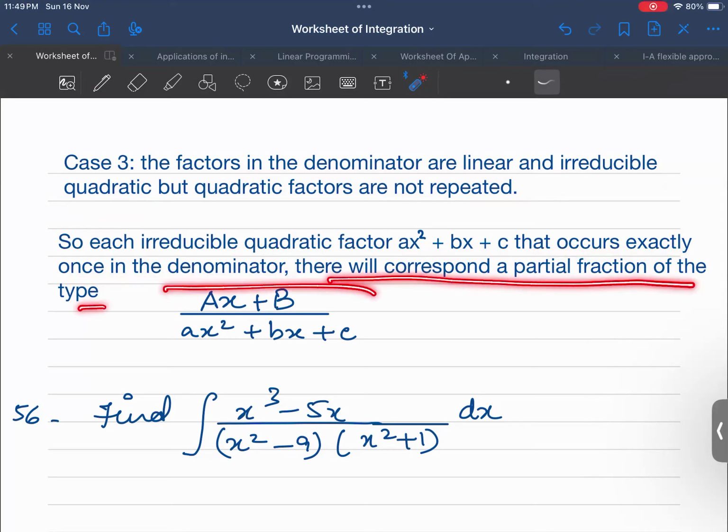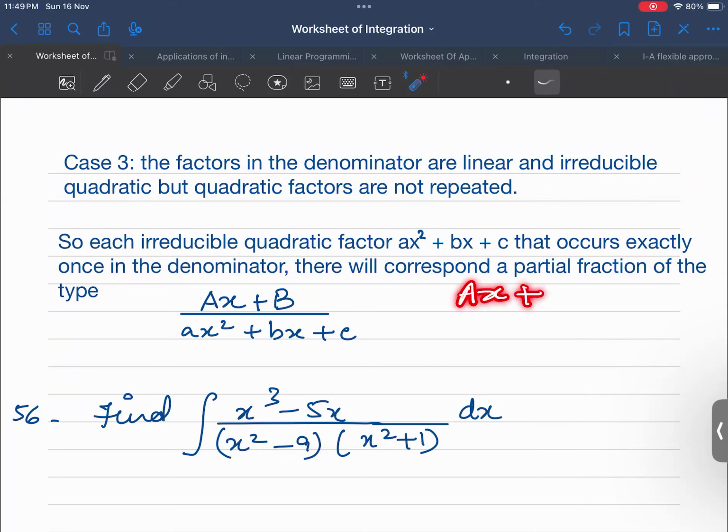ax plus b over that quadratic factor. When it is a quadratic, we write ax plus b, but when it was linear, we were using only a or b, right? And it's divided by whatever that quadratic factor is. I think you will get more clarity if we do some questions.